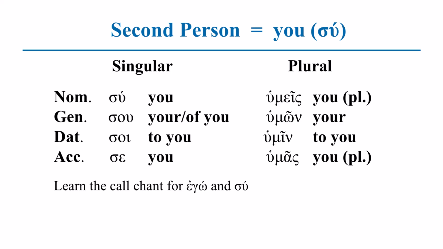As you know, in the English, your can be singular, it can be plural, depending on the context. So you have su, which means your in singular. In the plural, you have humon, which means your. In the dative singular, you have soi, which means to you. In the plural, you have humin, which means to you. In the accusative, you have se, which means you. In the plural, you have humas, which means you. So this is the second personal pronoun paradigm. So you need to know the pronoun and what it means.